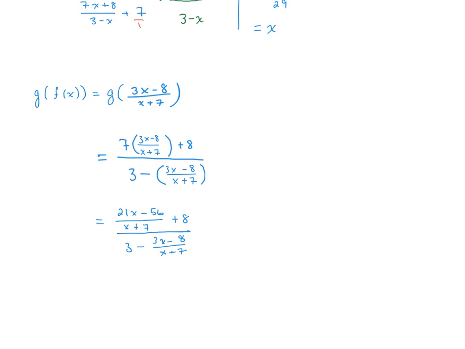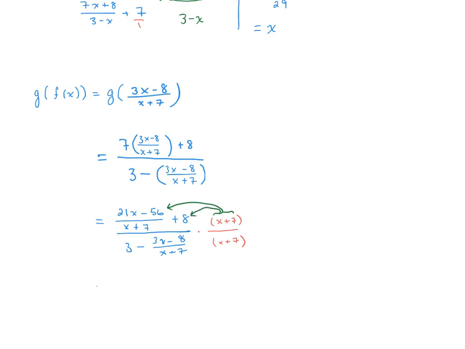Now to simplify this, because we see a fraction within a fraction, we can multiply by the denominator, x plus 7 over x plus 7. Now what that's doing is going to cancel the denominator from this fraction, and then cancel the denominator from this fraction. But we have to distribute this to both of these two terms, and this to these two terms. So we'll take the x plus 7, and we'll multiply times that, and then we will multiply times the 8.